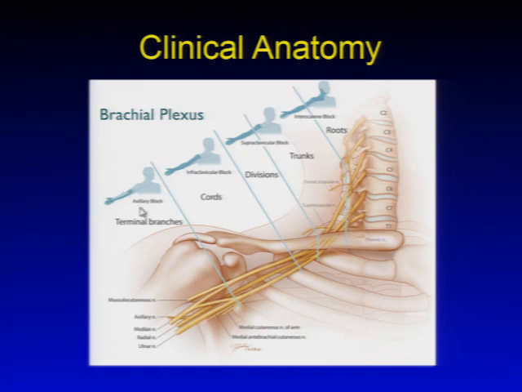The axillary block, performed at the terminal branches of the brachial plexus, will provide excellent analgesia of the distal humerus and the hand. It's notable that the musculocutaneous nerve has already started to separate from the other terminal branches and needs to be blocked separately in order to get appropriate analgesia of the lateral forearm, as it has a branch, the lateral cutaneous nerve of the forearm.